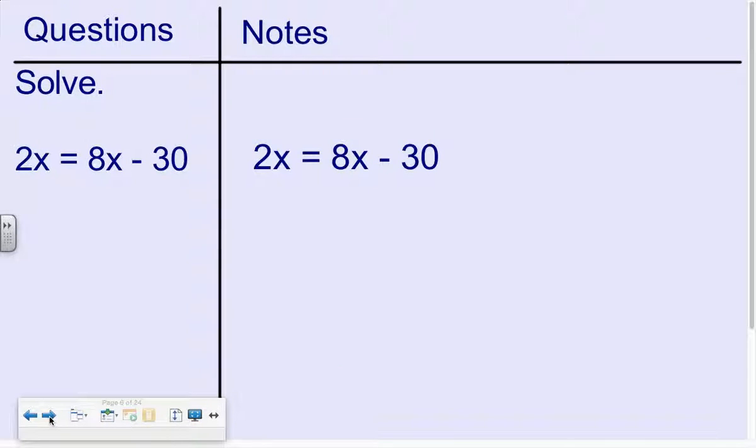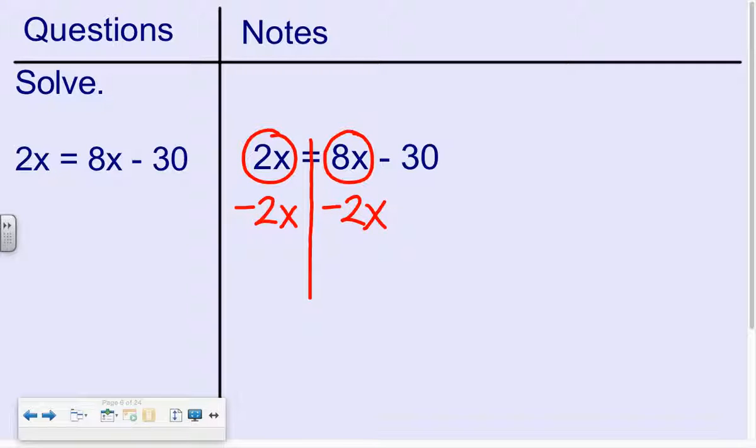All right, you'll notice this equation looks a little bit shorter than the last couple that we've done. But we're still going to take the same steps to solve it. So I've got my 2x on this side and an 8x on this side. To get my variables on the same side, I could either minus 2x on both sides or minus 8x. The one that's going to keep things positive is subtracting the 2x from both sides. So that's what I'm going to do.